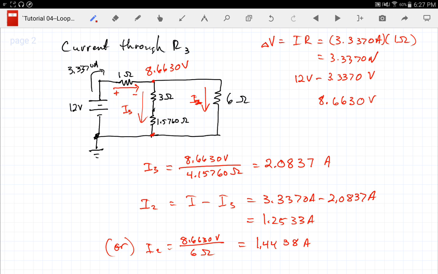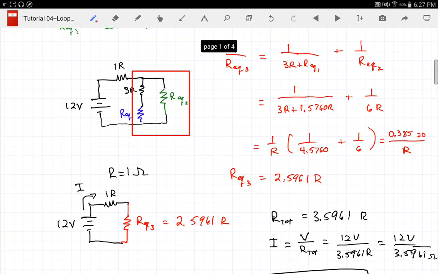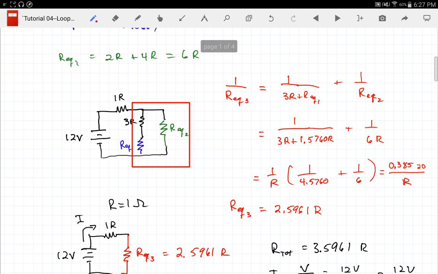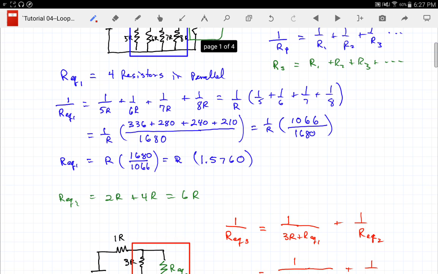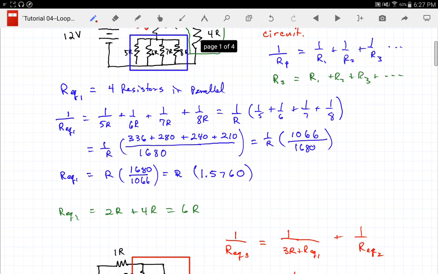Where did I make a mistake? Can't rightly tell you. This is, of course, one of the problems you have with doing these kind of problems. There's a lot of math. I did a lot of the math in my head. It's most likely that I made my mistake up here calculating R equivalent 1. That's the most likely scenario.